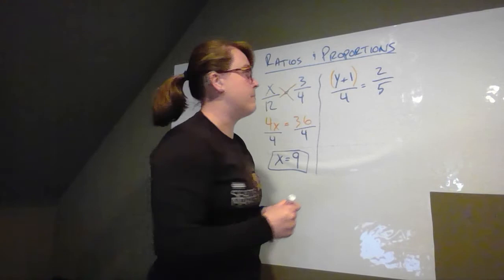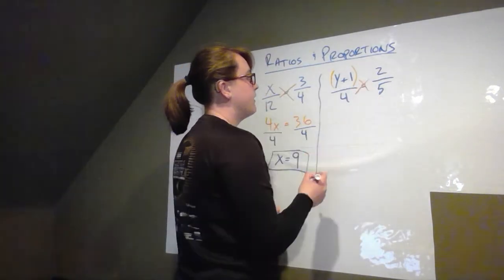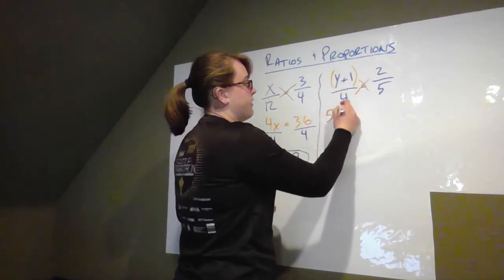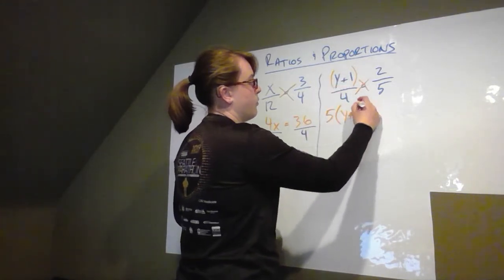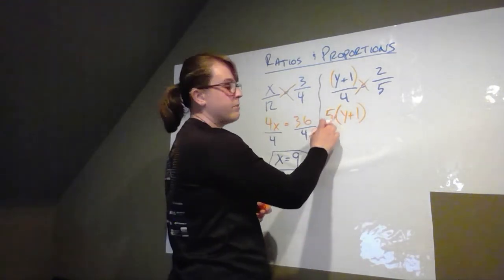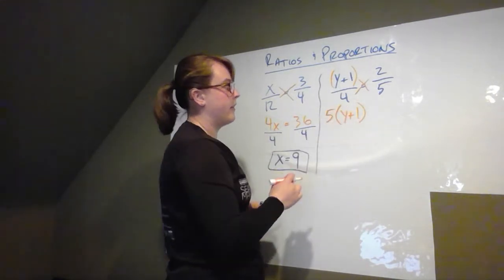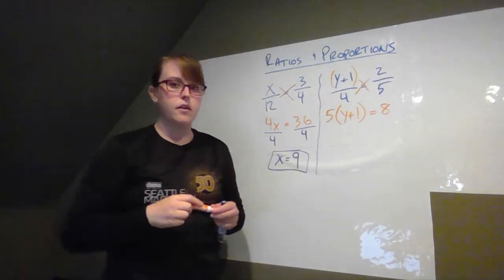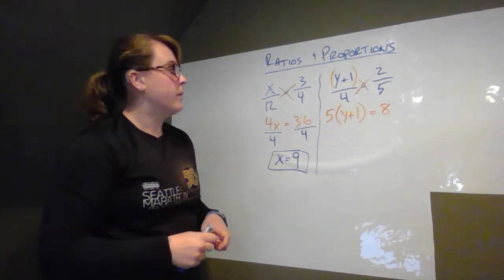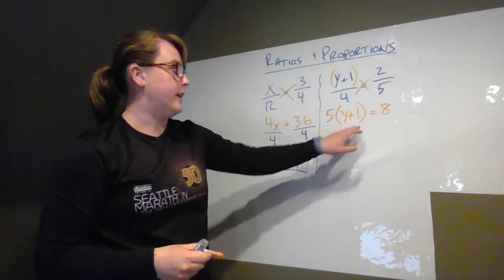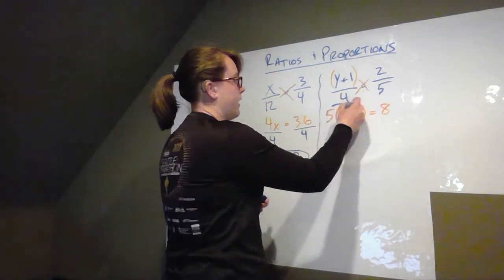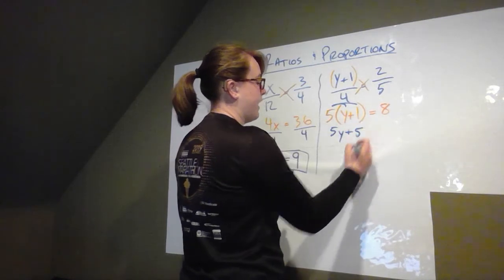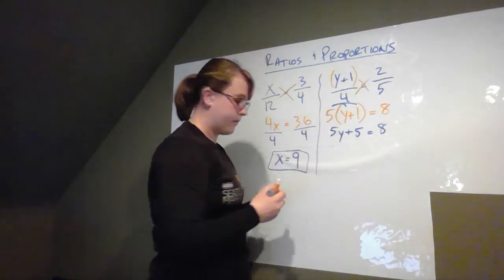And you'll see why in just a moment, because when we go to cross multiply, when I multiply on this diagonal, I want to rewrite it as 5 parentheses y plus 1, because I want to multiply the 5 by this whole thing. And then 4 times 2 is 8. Okay, so now what I need to do is make sure I use the distributive property here and multiply the 5 by both of these, so we get 5y plus 5 equals 8.